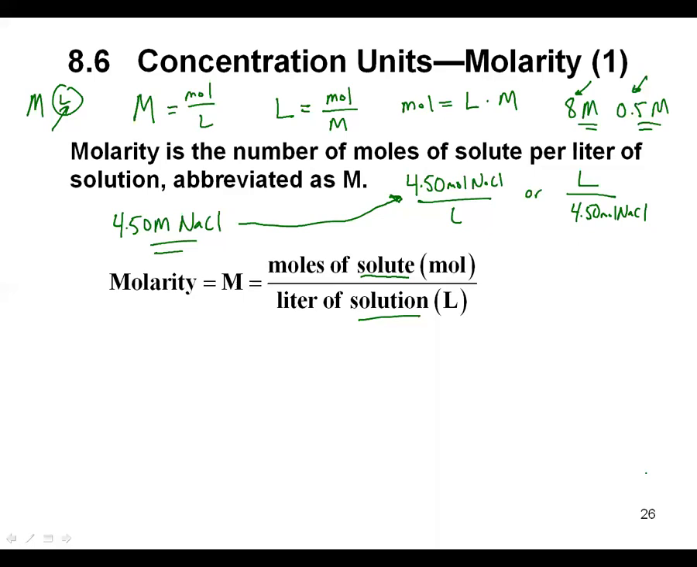So for example, if you had 355 milliliters of a 1.25 molar solution of calcium chloride, how many grams of calcium chloride would that be?